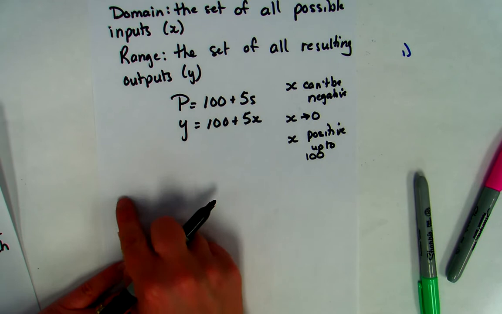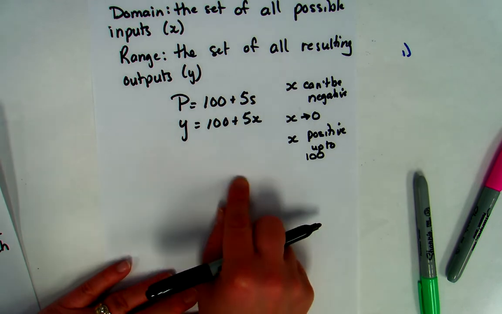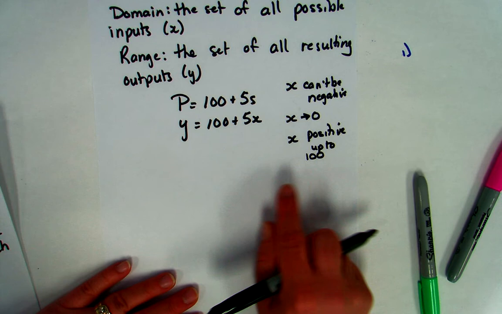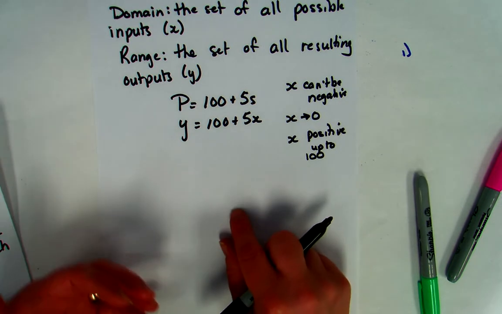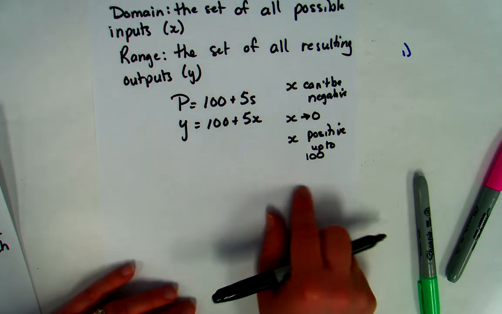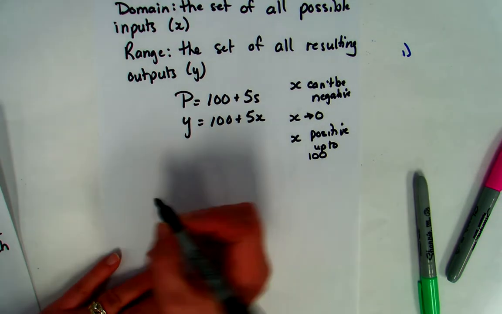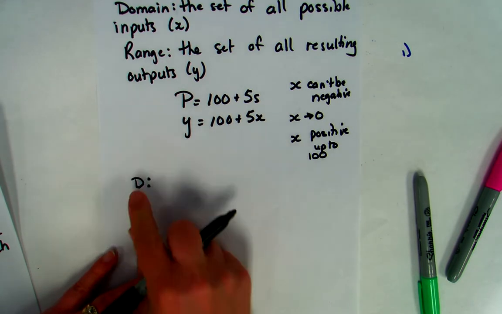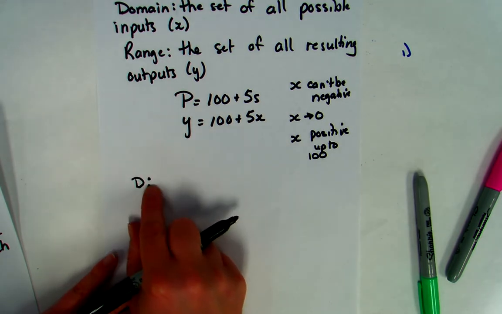So the domain is the set of all X, where X can't be negative, X is 0 or bigger, and it can't be a decimal. Mathematicians are lazy. We do not want to write that with words. So we're going to come up with a way to write it as a sentence. So D is short for domain is.